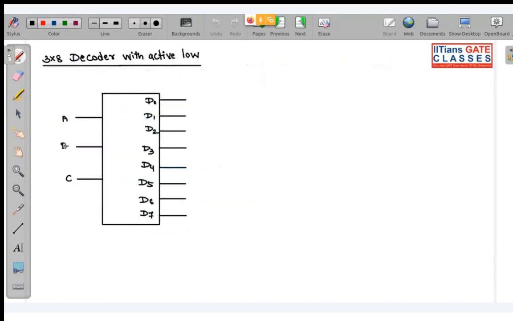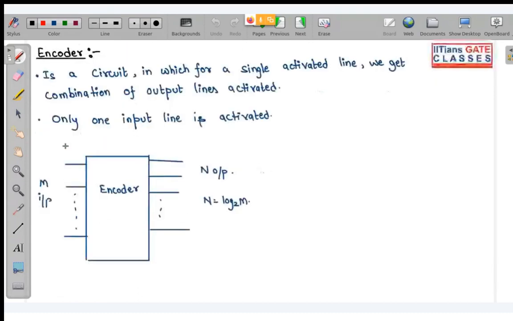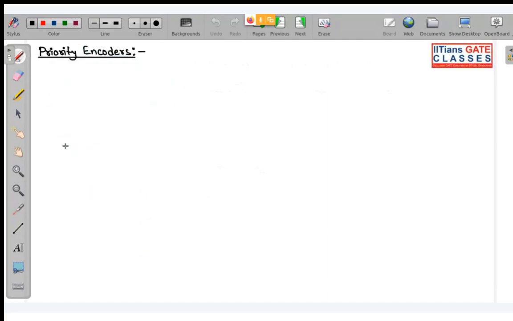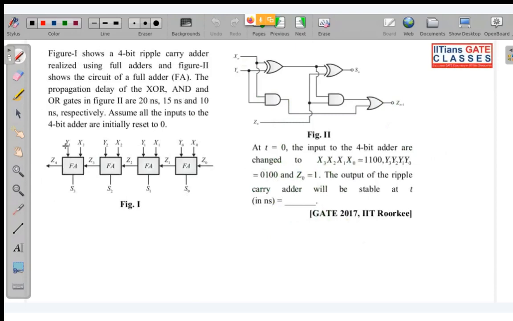So all we have left is decoder and encoder. So this we will finish in the next class. In the next class we are going to finish this. In today's session we will end over here.